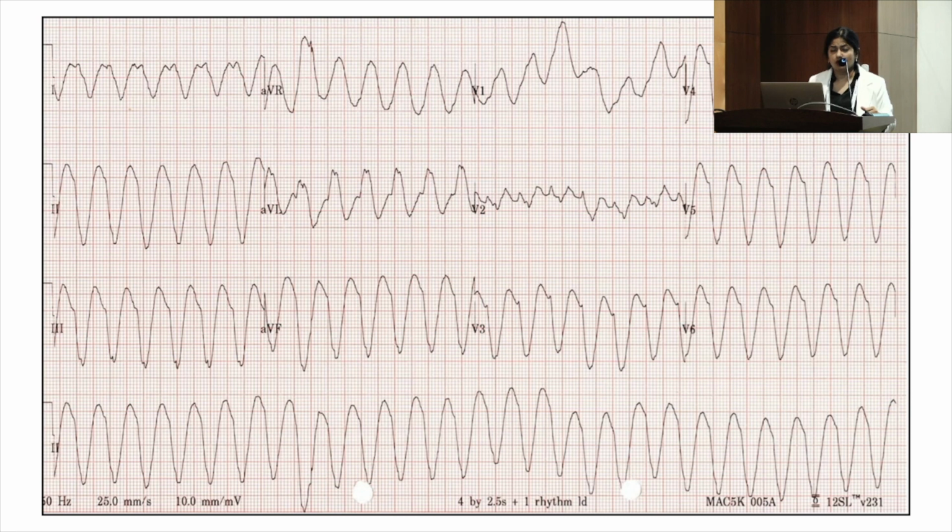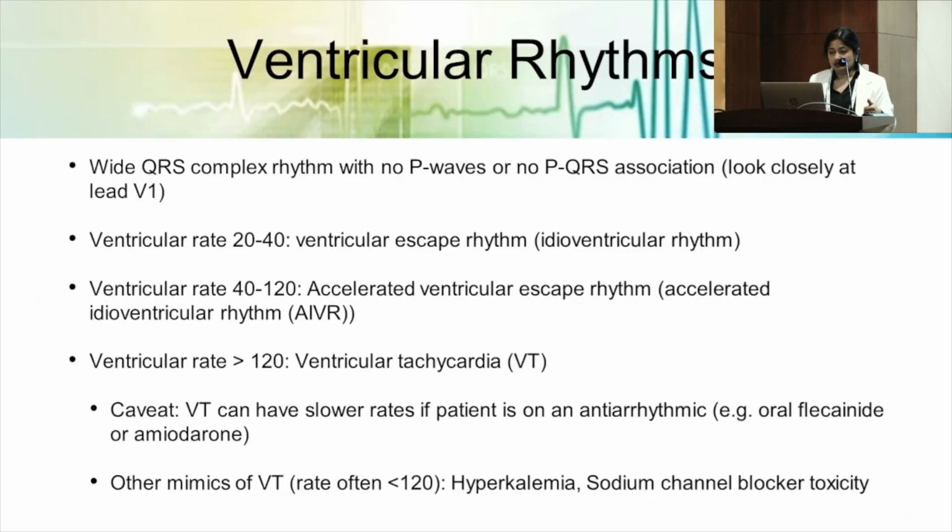What are the complexes? Wide complex. Can you see any P waves? So, what is this? Ventricular rhythm. What do you see in ventricular rhythm? Wide QRS complex, no P waves, no P-QRS association. Rate can be 20 to 40. If the rate is 20 to 40, what is it?